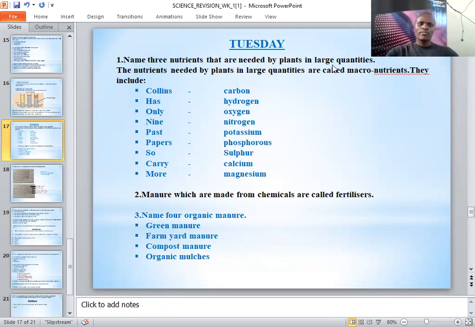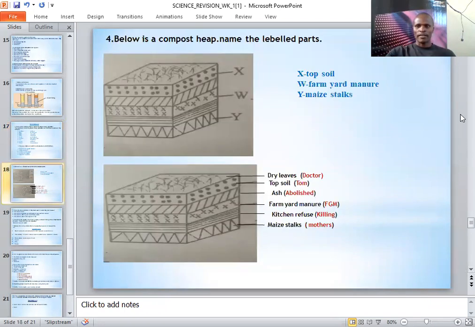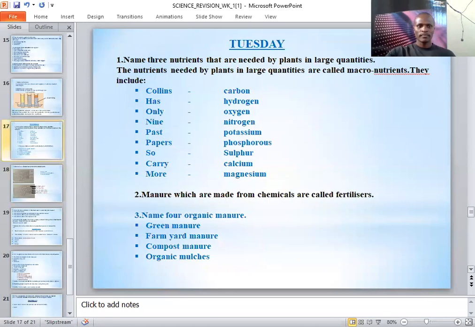And there is also a mnemonic formula that I gave you, so you can use it to master the macronutrients. We have "Collins as only 9 past papers, so carry more." And if you check on that, you are able to see them. So using that mnemonic formula, you are able to identify all the macronutrients. So I expected you to write either of these, or if you're a good pupil, you could have written all of them, because you're supposed to know all of them. Let's look at the next question.